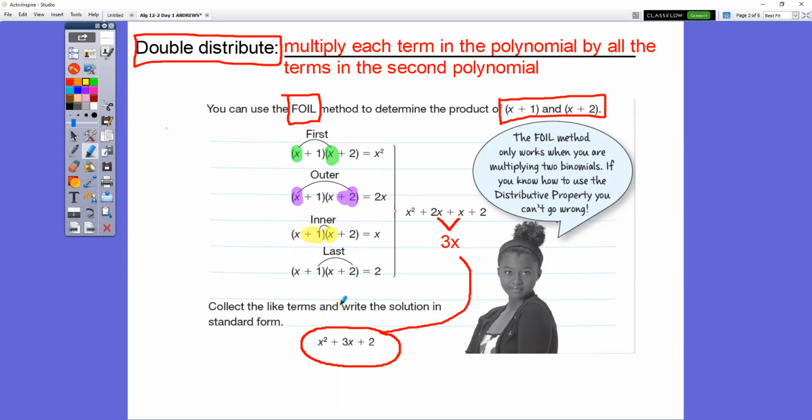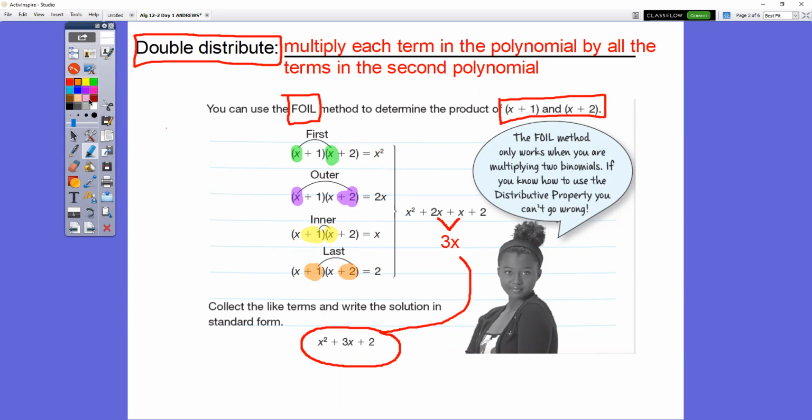The inners are the two on the extreme inside. So 1 times x gives you 1x. Notice that they just put x, not 1x. And then you have the lasts. The lasts are the last part of the term in each. So the plus 1 and the plus 2, 1 times 2 is 2.